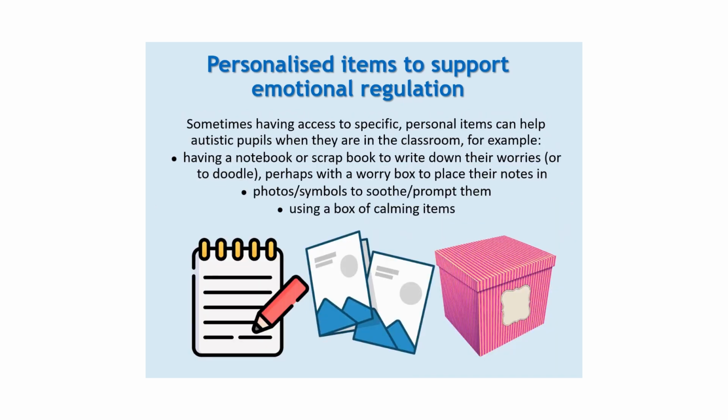Personalized items to support emotional regulation. Sometimes having access to specific personal items can help autistic pupils when they are in the classroom. For example, having a notebook or scrapbook to write down their worries or to doodle, perhaps with a worry box to place their notes in, photos and symbols to soothe or prompt them, and use of a box of calming items.